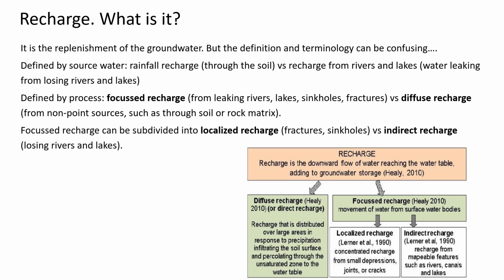For example, it can be defined by the source of the water that's generating the recharge. You'll see rainfall recharge used, which is when the recharge occurs from rainfall infiltrating through the soil, and then down to the groundwater and the groundwater table. But there's also recharge from rivers and from lakes, where these have water leaking from them. So if they're a losing river or a losing lake and they're situated above the groundwater level, then water will leak from those features into the groundwater and recharge it.